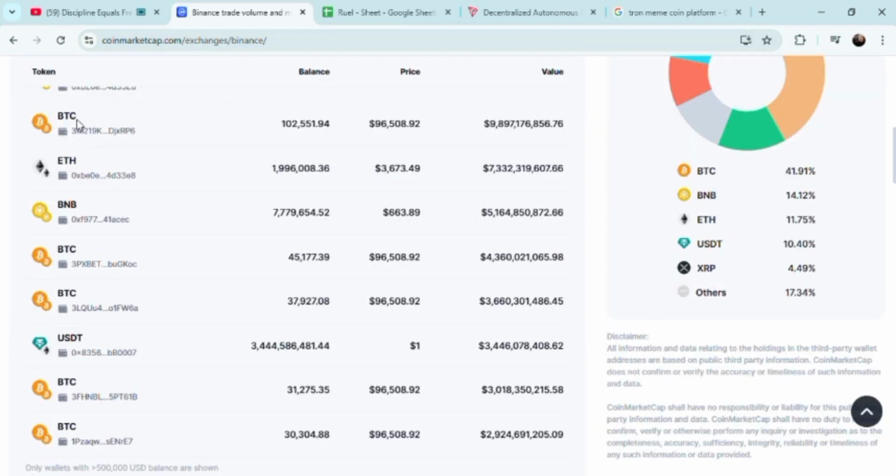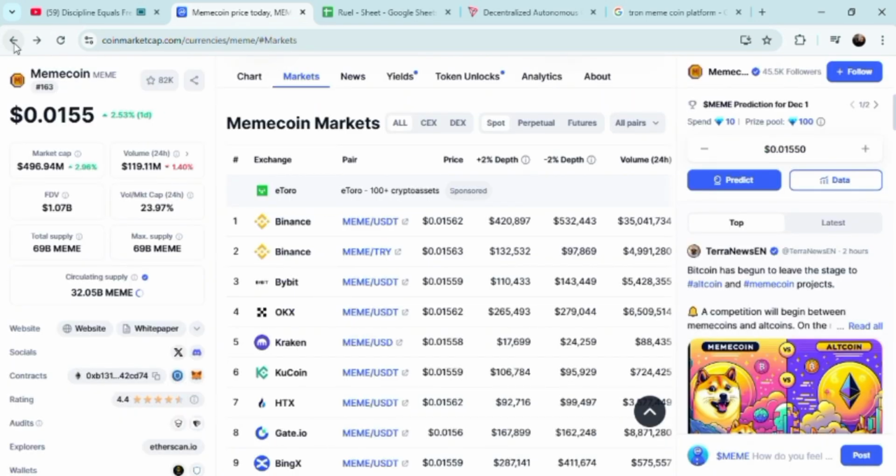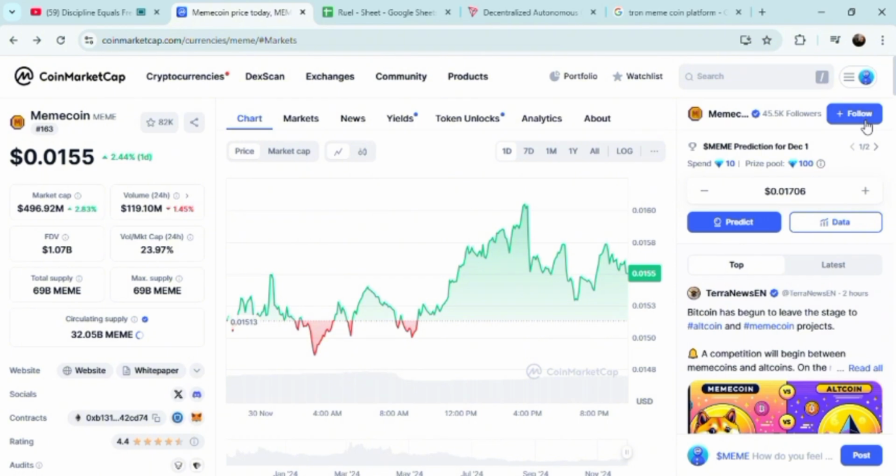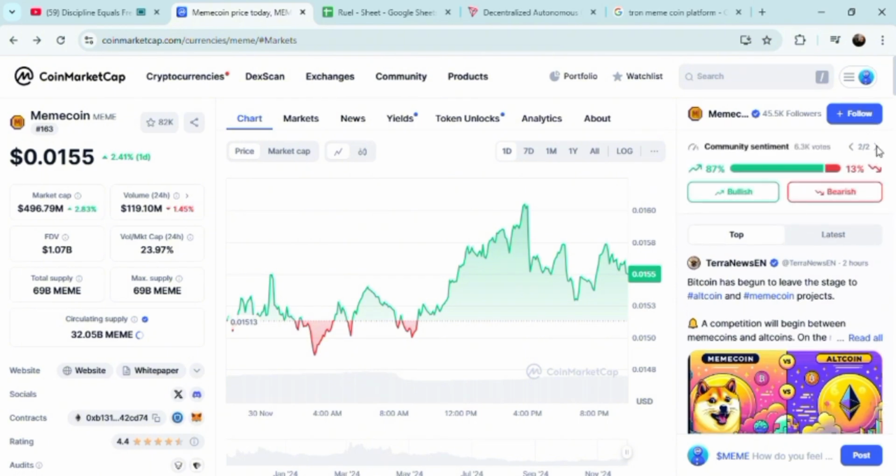One of the most significant advantages of using Tron is its low transaction fees. Meme coins are often traded in large quantities due to their low individual token prices, like these ones. On a blockchain like Ethereum, as we all know, gas fees can spike to tens or even thousands of dollars during periods of high network activity, so buying or trading meme coins can quickly become unprofitable.